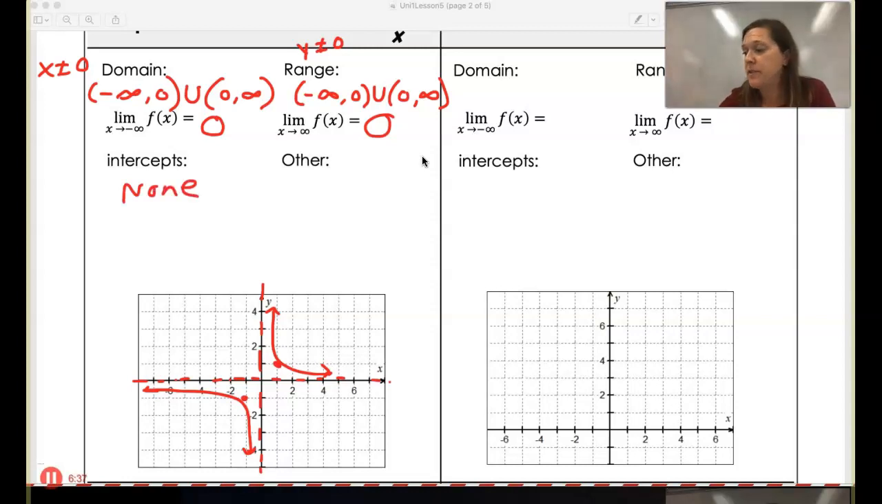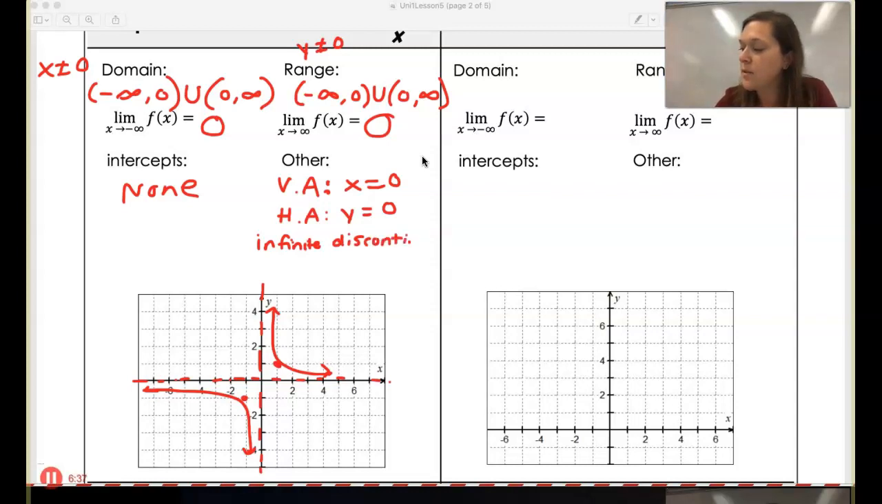So here we do have some asymptotes. My vertical asymptote is the equation x equals 0. My horizontal asymptote is the equation y equals 0. Remember, when the higher degree is in the bottom than the numerator, it's always y equals 0. We have a discontinuity. What type? We have an infinite, or as our teacher likes to call it, asymptotic. That's a fancy word. Infinite discontinuity. If you just said that it was discontinuous, that would be sufficient. That would be enough of an answer.